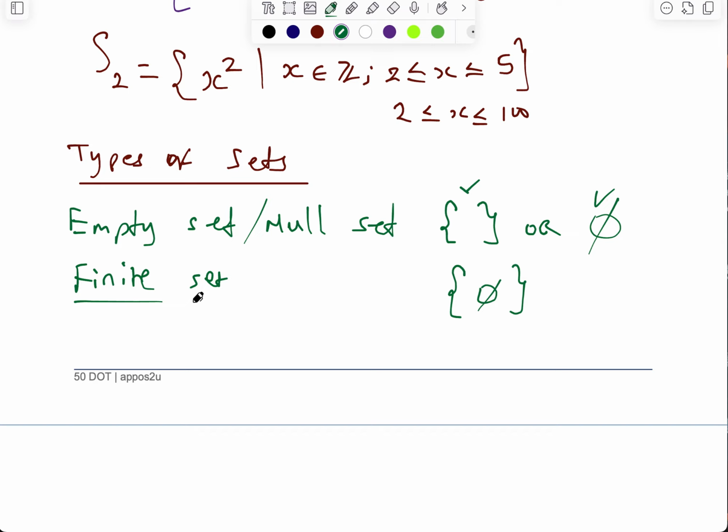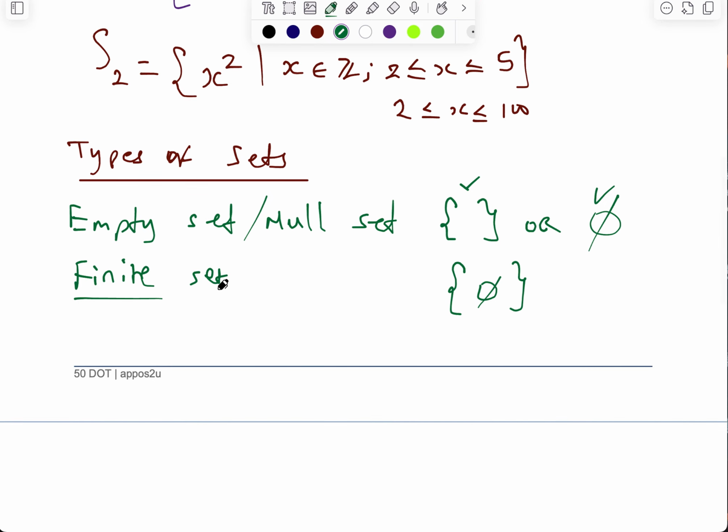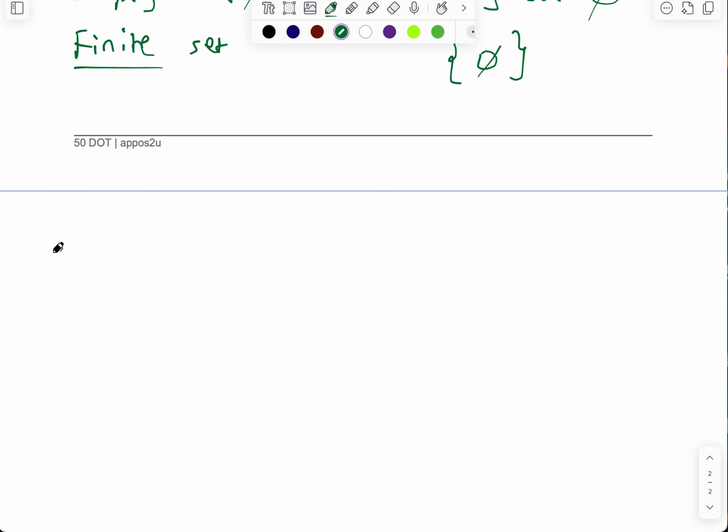So we have finite set. We have infinite set, which is the opposite. Infinite set does not have any ending. Example, all those sets of numbers that I gave you earlier: natural numbers, integers, real numbers, irrational numbers. They are infinite sets. Now, the next one we have is what we call the singleton set. Singleton.